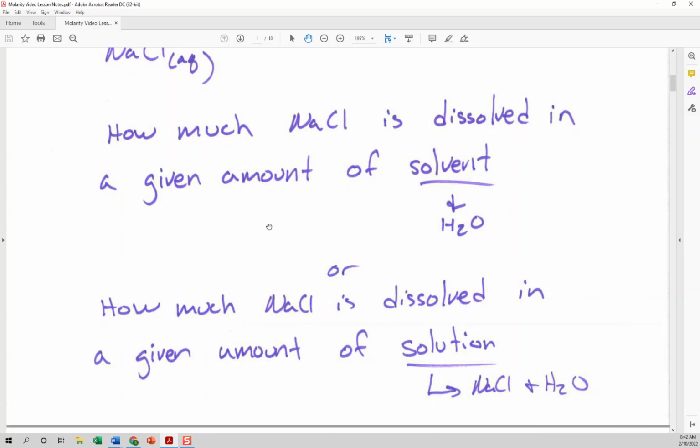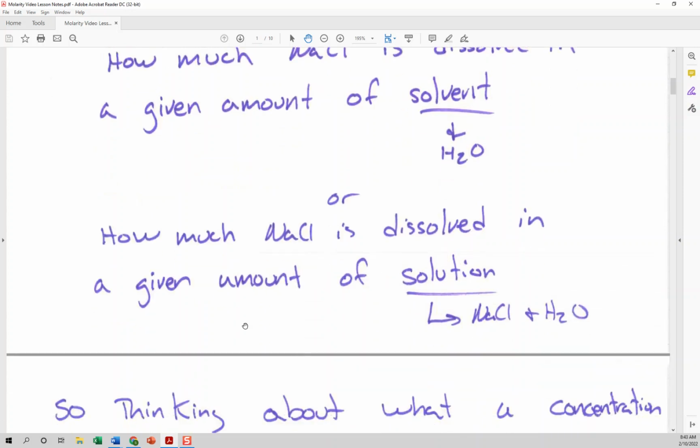right? But all concentration is a measurement of how much of that stuff, how much of that solute do you have dissolved, okay? And you could do it per amount of the solvent, like water, or you could do it per amount of the entire solution. So basically, how much of this do you have in a volume of that entire solution? Remember, a solution would be a combined salt and water, okay, in this example.